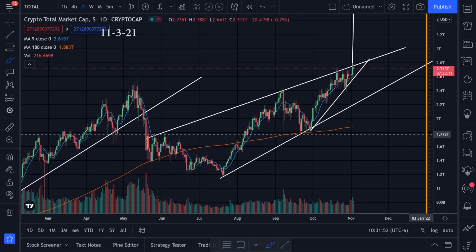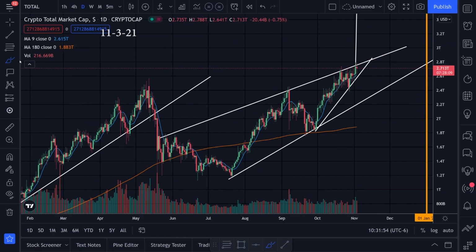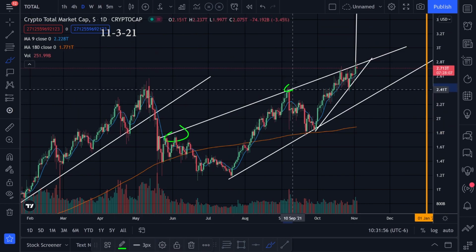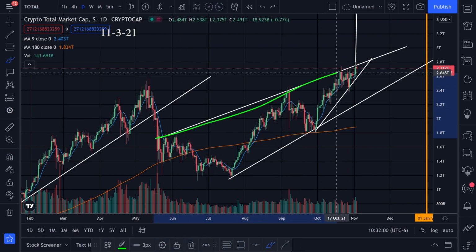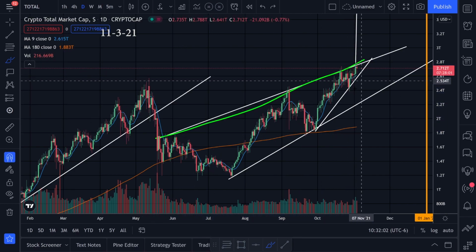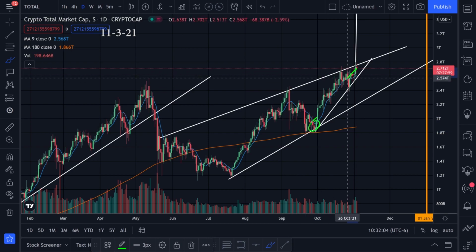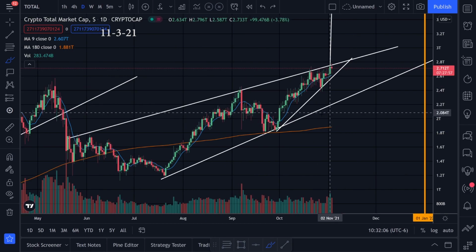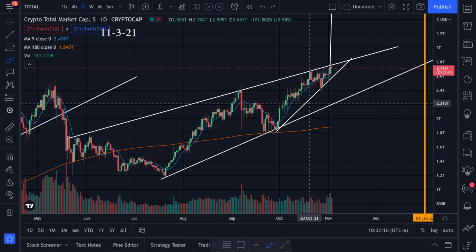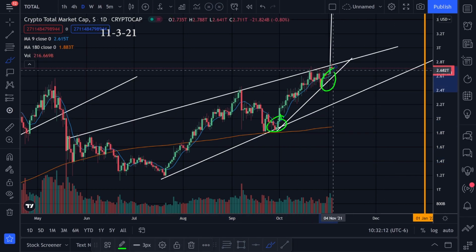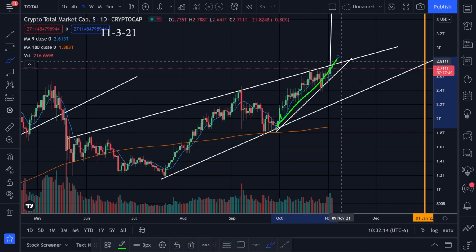If we swing over the total crypto market cap, here's what I'm looking at. We had resistance right here, resistance right here, resistance right here. We're basically coming into that resistance line right now. We also have support right here and support right here in like a smaller time frame. We're in this channel pattern in general, I think, but in the smaller time frame we also have support right here and support right here that's been running us up like this.